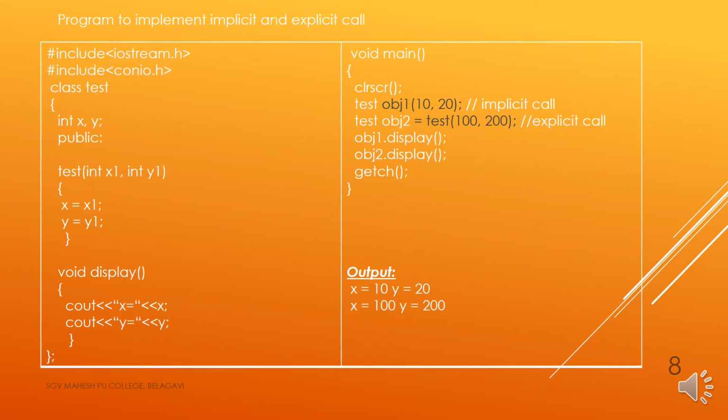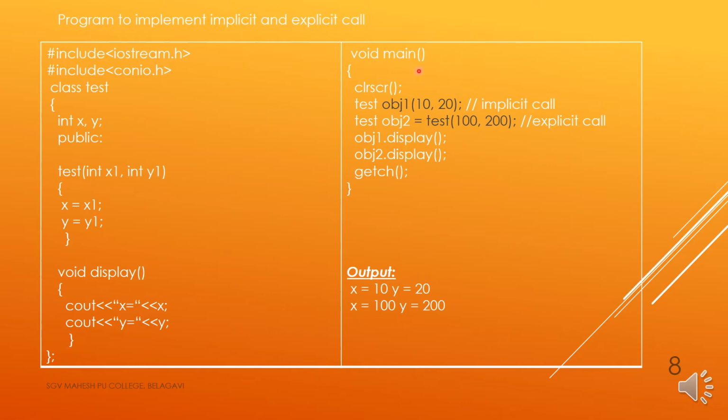Now let's take an example where I'm going to combine implicit and explicit calls into one program. I've created a class test. This is my parameterized constructor. I'm passing 2 values x1, y1, and storing them in the values of x and y. This is a display function displaying whatever content is present in your x and y. Your class ends here.